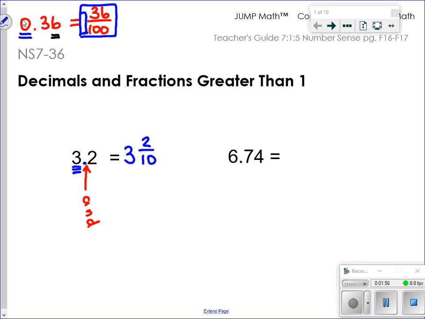Okay, look at 6.74. It tells me that I have 6 wholes and 74, and the 74 is ending in the hundredths position, so that's 74 hundredths.